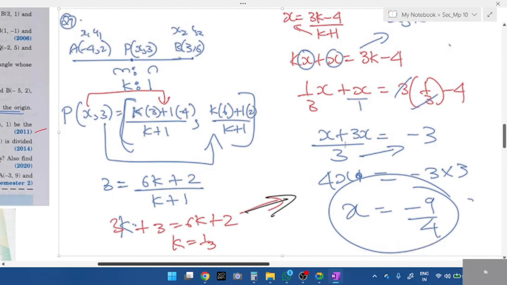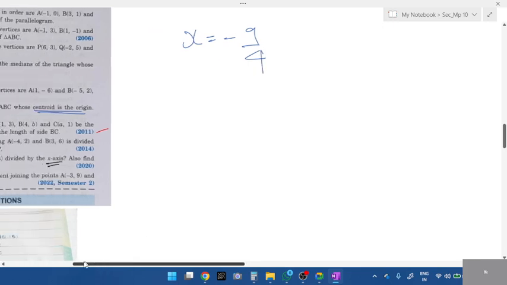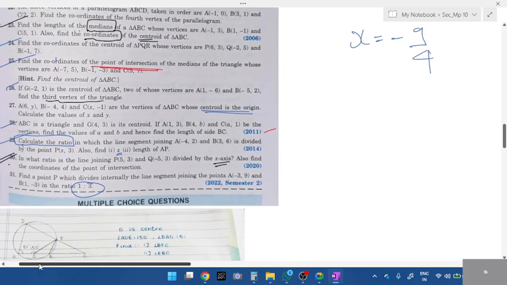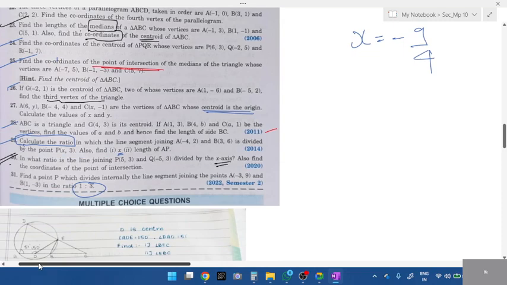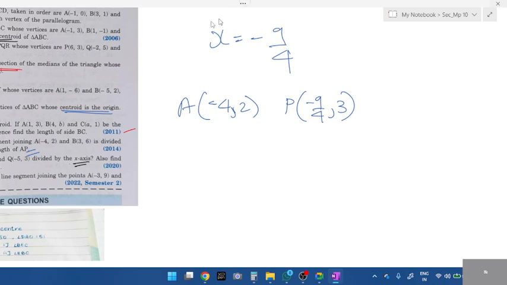We are not done yet. There's one more part in this. x is equal to minus 9 by 4. Look at the next question. Other part. Fine. Length of AP. What is the A value? What is the P value? Very good. It was x comma 3, right? x comma 3, I have to write it like this. How do you find the length? What is the length formula?